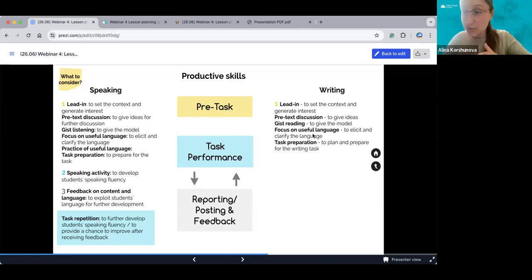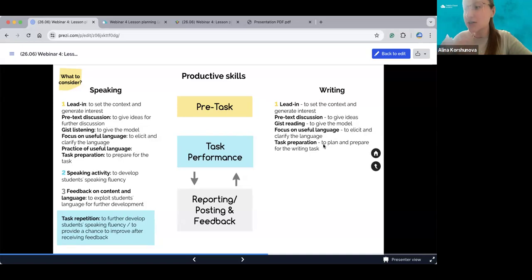We focus on useful language. For example, if you write for and against essay, probably you would draw their attention to some useful phrases. If you have enough time, you would ask them to practice it. So practice stage here is again optional. You would give them maybe a control task, and then you would ask them to prepare for the task.